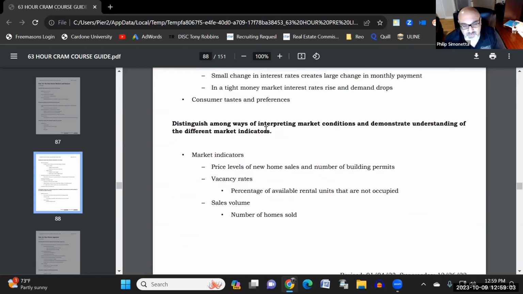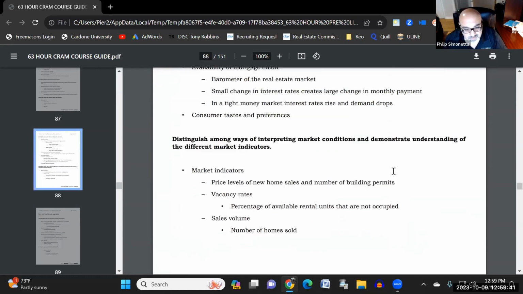You have to be able to distinguish ways of interpreting market conditions and demonstrate understanding of the different market indicators. So the market indicators, you have the price levels of new homes and the number of building permits, which determines what's coming in the market. Vacancy rates, the percentage of available rental units that are not occupied. So if there's not many, it's a good market. If there's a lot, it's a slow market, right? And sales volume, the number of homes sold. You know, we're down 40% from last year. This time last year, 40% more homes sold in the same time of the year. It's a lot, you know.